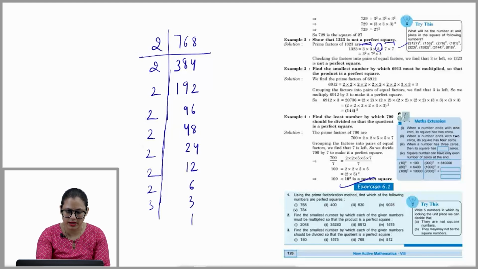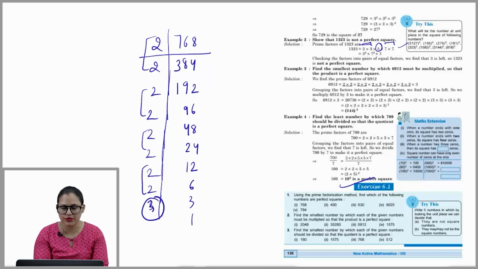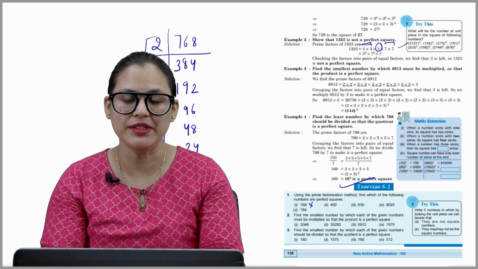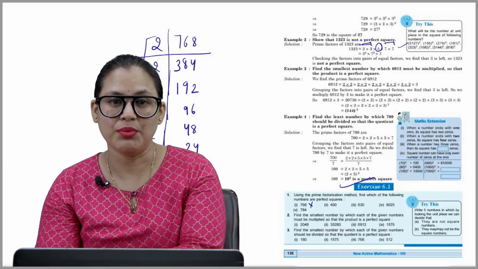Let's make the pairs of 2. But we are unable to make a pair of 3. That means it is not a perfect square. So similarly you will do the other parts also.